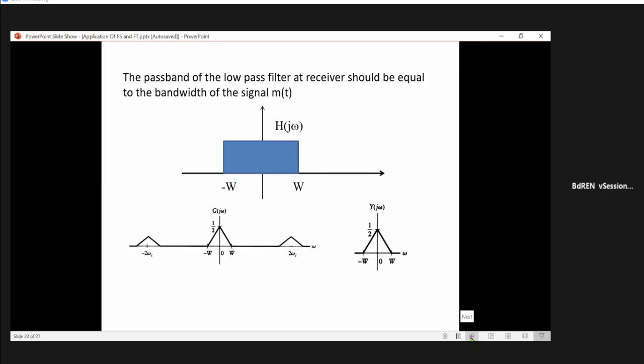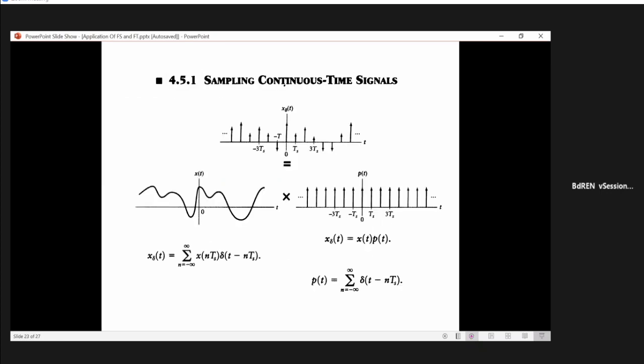But in practice, only positive frequencies are involved. Now, another important application of the multiplication properties, and from this point ahead, you will learn some interesting things. I hope you have some introduction about it in your earlier courses.